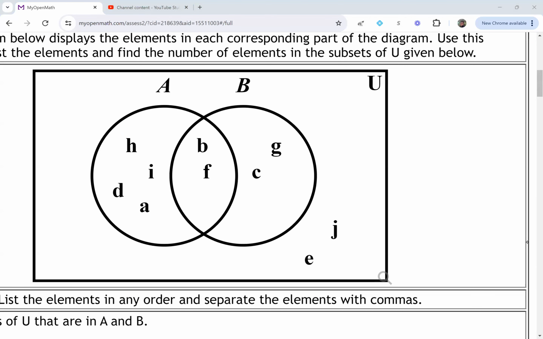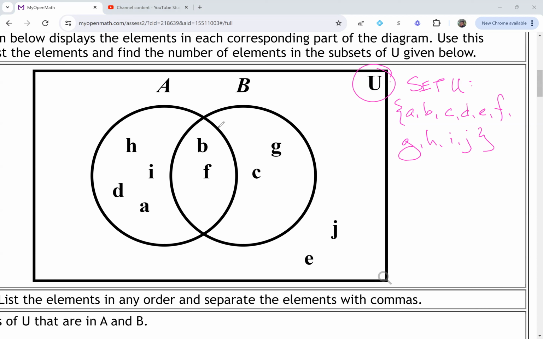So what we have here is a set U, okay? So let me write that, set U. Now set U has all of the little letters that are inside this box. So I could write it with curly braces. I notice there's an A, B, C, D, E, F, G, H, I, and J. Okay? So those are all of the elements in set U.